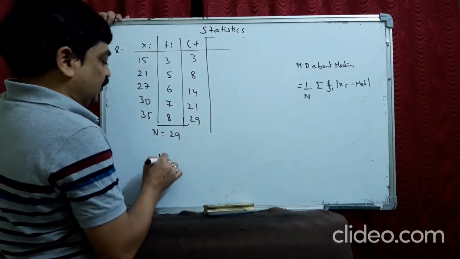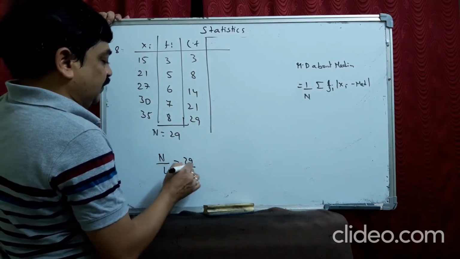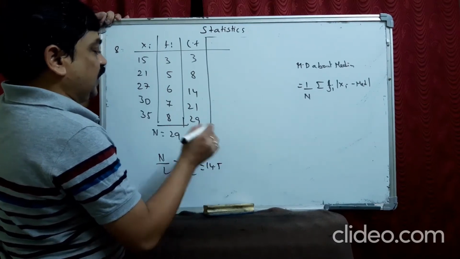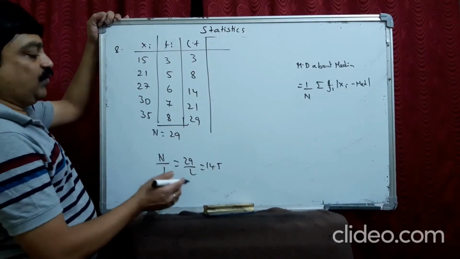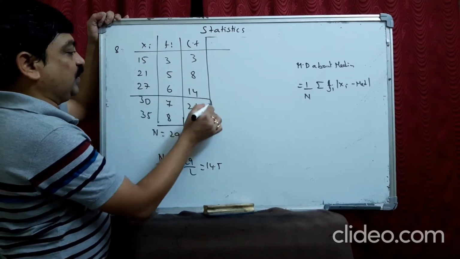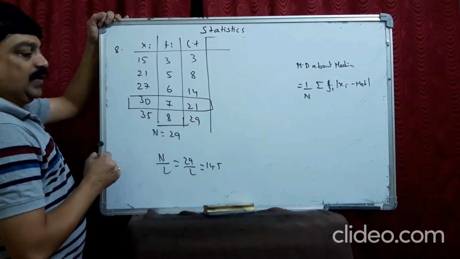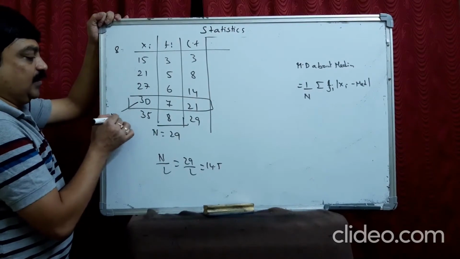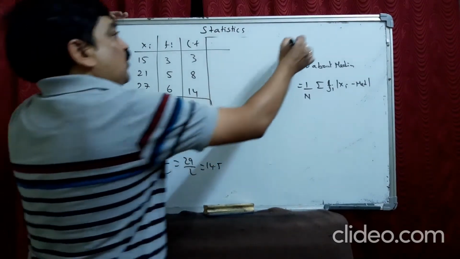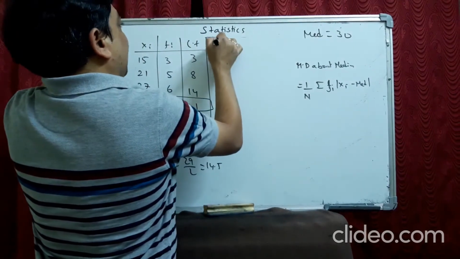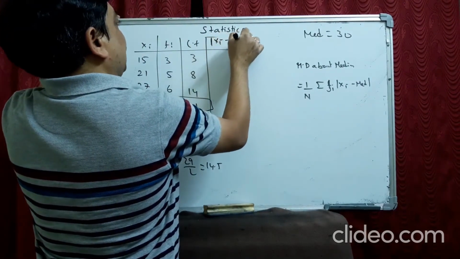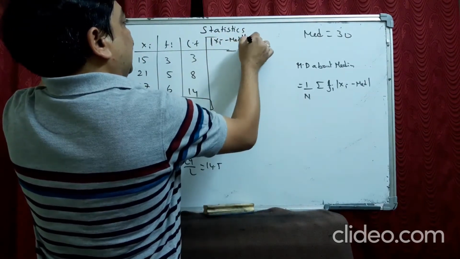Now take n by 2. Where is n by 2? 29 by 2 is 14.5. Where is it exceeded? It exceeds 14.5 here. So we take this one as the median class, and this is the median. What is the median here? Median is equal to 30. So we take mod x_i minus median, and after that f_i into mod x_i minus median.